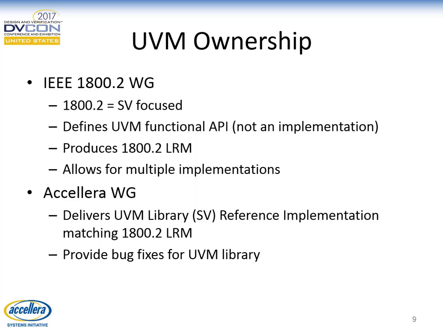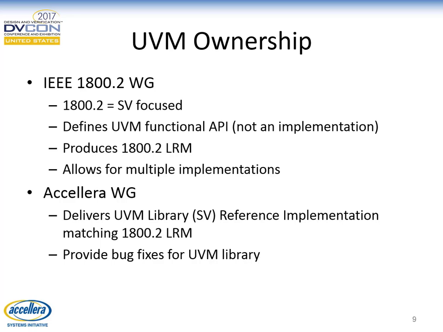IEEE will own the 1800 spec. It will produce the LRM that allows for multiple implementations. Accellera will own the actual base class library, and they will provide the initial release of the IEEE compatible base class library. I'm not going to say when. That working group just started back in December. I'll go more in depth about what's going on there.